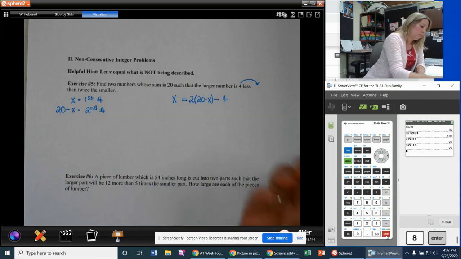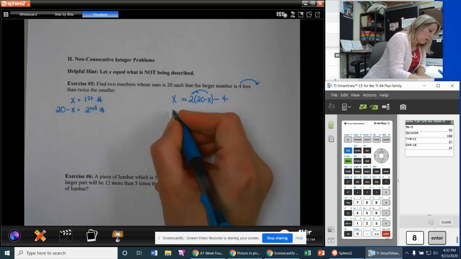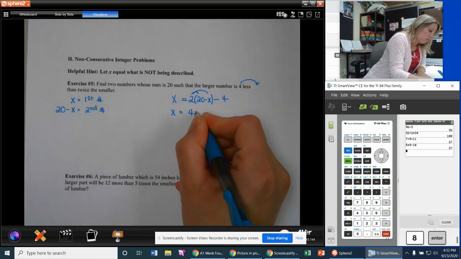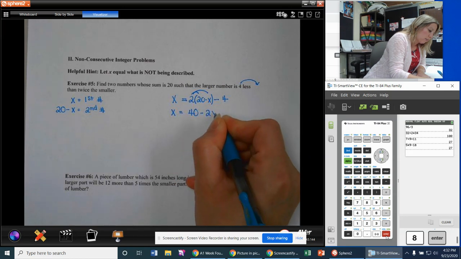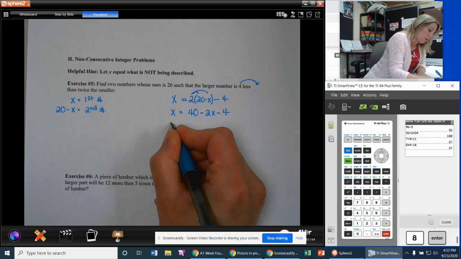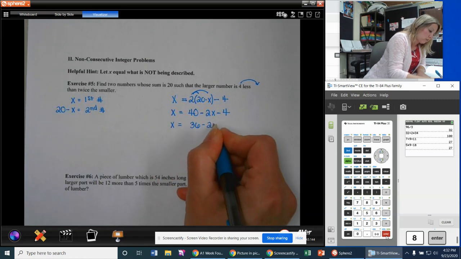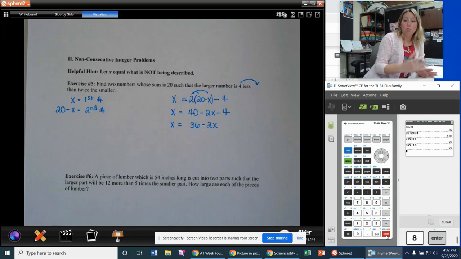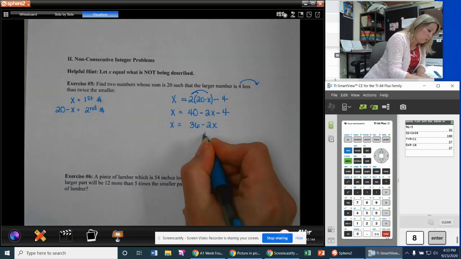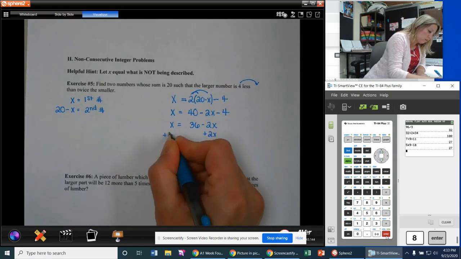Distribute. X equals 40 minus 2X minus 4. Okay, combine like terms on the same side of the equal sign. So 40 minus 4 is 36 minus 2X. Get all the X's on one side of the equal sign. So let's add 2X over here.